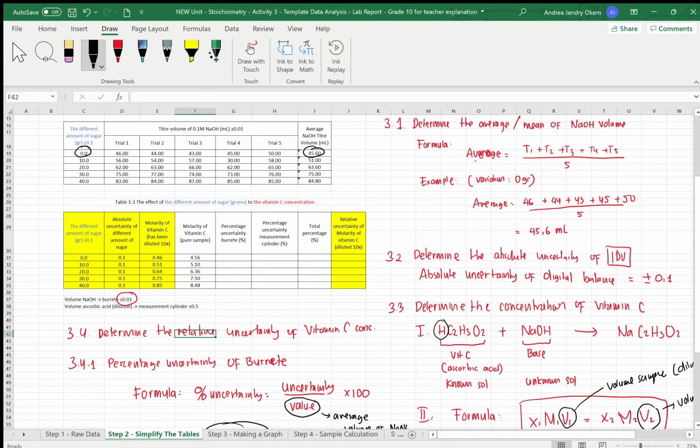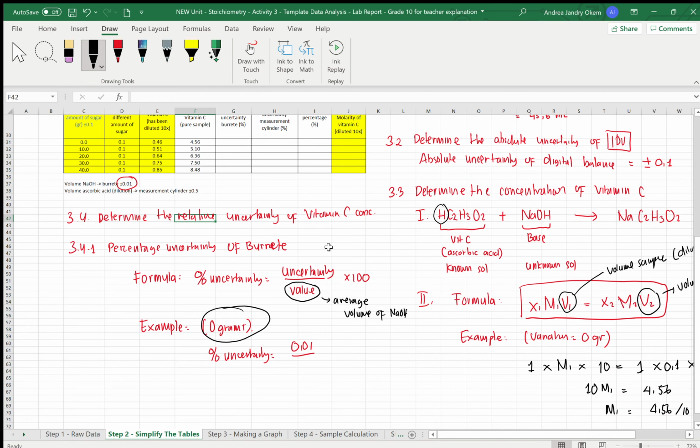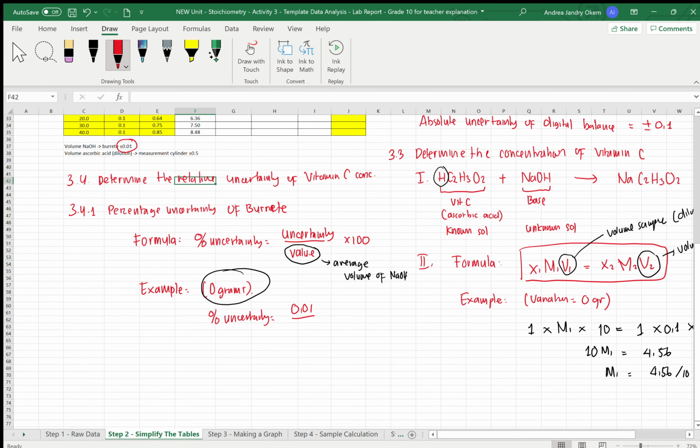So the average is 45.6. So we can put divided by 45.6 times 100, and then we can try to calculate it. 0.01 divided by 45.6 and then times 100. We got 0.02%. Here, I just use 2 decimal places, okay?